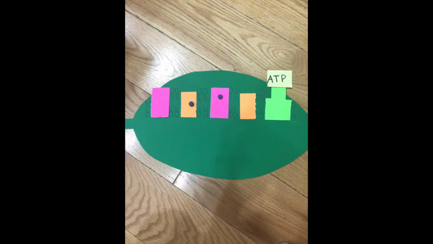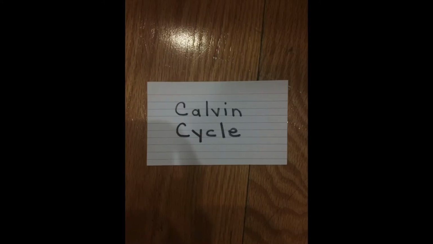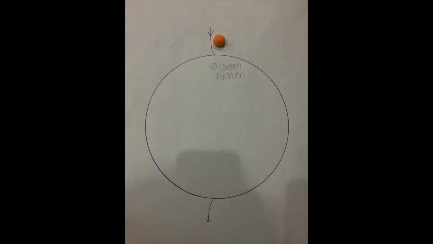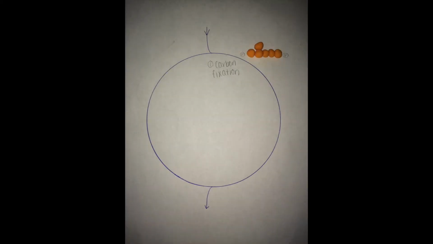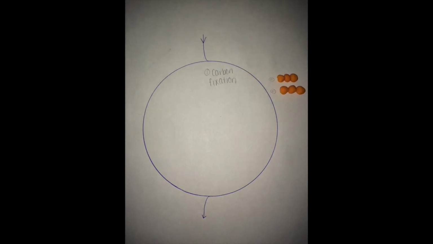NADPH and ATP are used in the second phase of photosynthesis, the Calvin cycle, which occurs in the stroma. The Calvin cycle has 3 steps. The first is carbon fixation. CO2 combines with 5 carbon molecules to make 6 CO2, then breaks apart to form 2 3-carbon molecules.